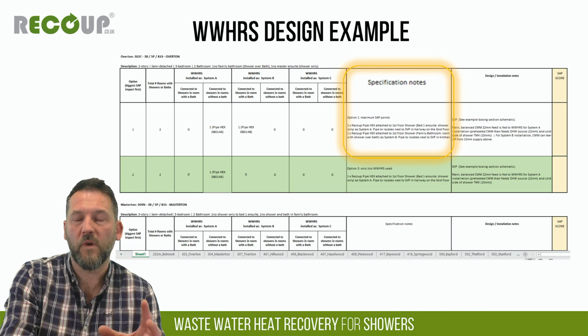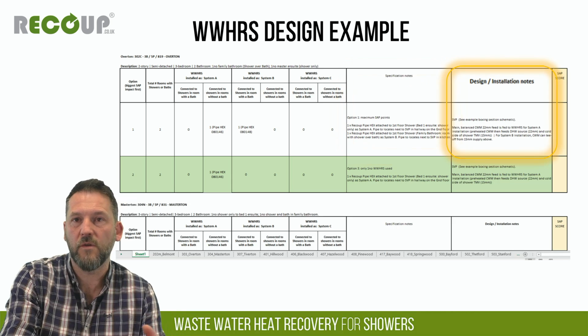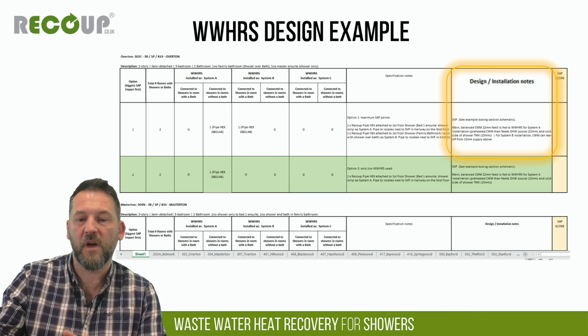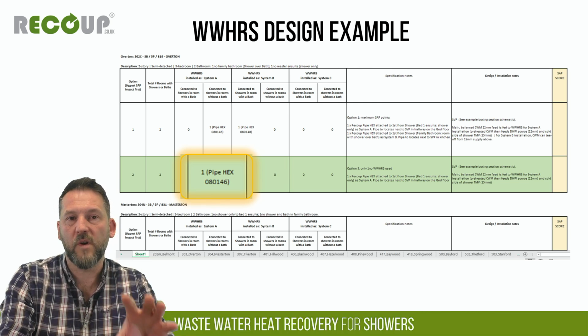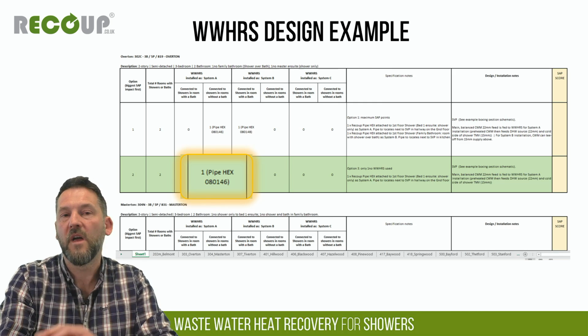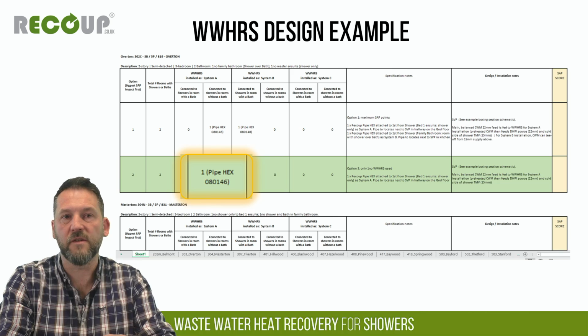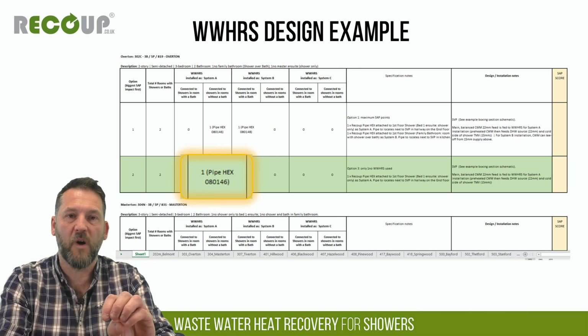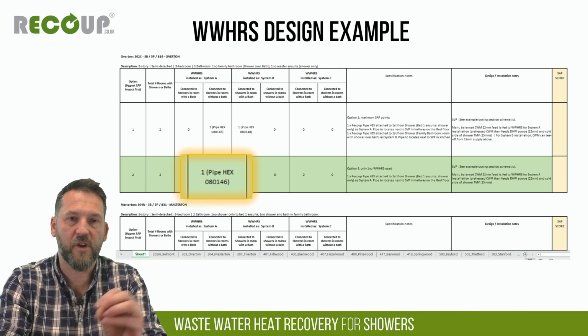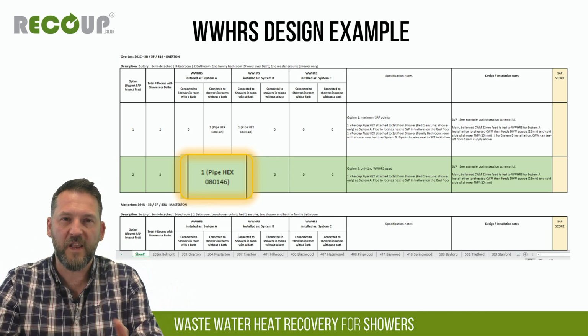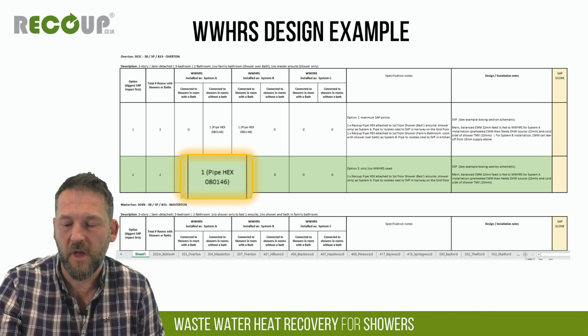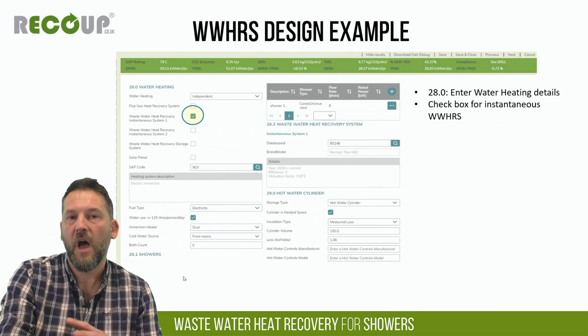But whenever we do this, we'll always send back specification notes, design and installation notes, so that as this follows down the supply chain, your installers will know what's been installed and why. And then for the SAP assessors, we always put the PCDB number in as well. So rather than having to go through pages and pages of different options, you can just pop the number in and it will populate the correct product and the correct installation method. We send all this back just to streamline the modelling process for developers and SAP assessors.